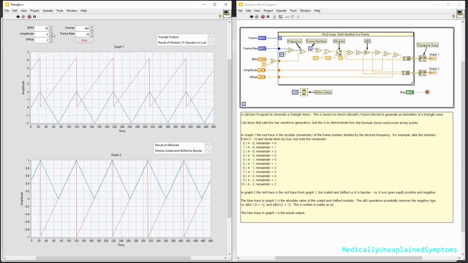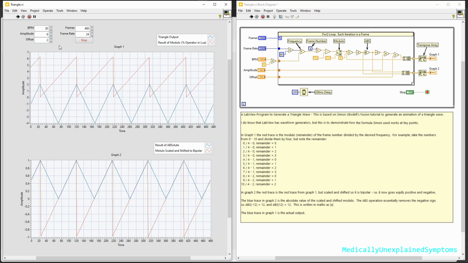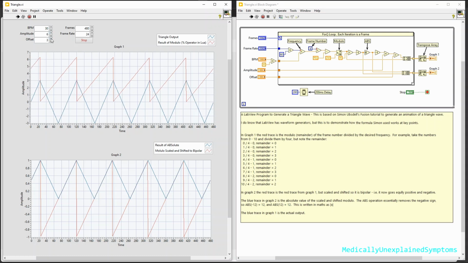And if we always wanted it centered around 0, if for instance we had 6, we'd change the offset to 3. So that's a quick visualization of a formula in Simon's excellent video.